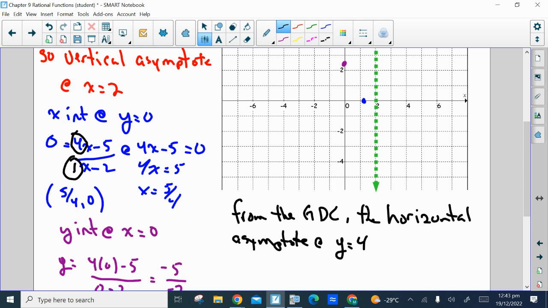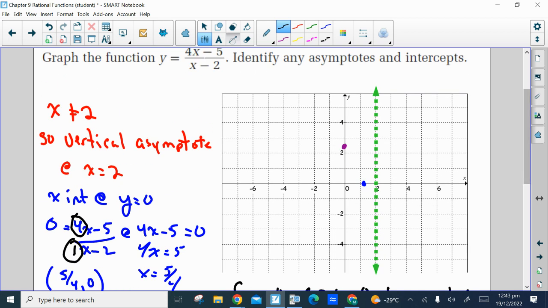We just saw what it was. It's y equals 4. We saw that on the graphing calculator. But how do you determine that? Well, this is how. If the degree of the top and bottom are the same, divide those coefficients, and that'll tell you where the horizontal asymptote is. In this case, it is a line y equals positive 4. So that's this one right here.